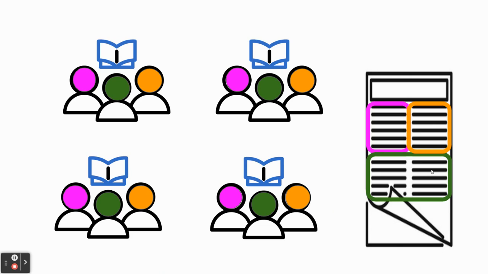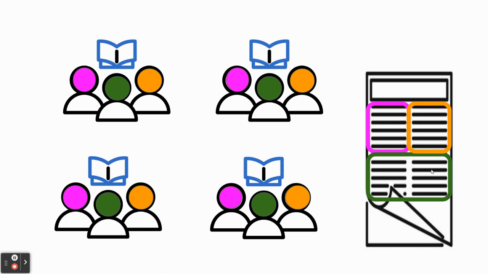And you would repeat that. All my oranges, you're reading the orange chunk of text. All of my greens, you're reading the green chunk of text. You don't have to do this with colors. You could do this with numbers 1, 2, 3, 4, or if you have students in groups of 5, 1, 2, 3, 4, 5. You could also do this with shapes, all of my squares, all of my circles, all of my triangles, and divide up the text this way.